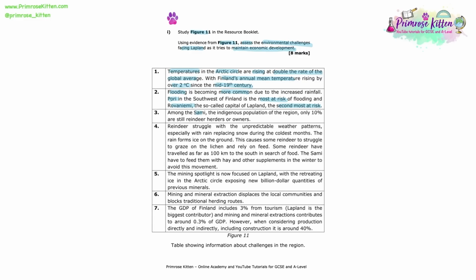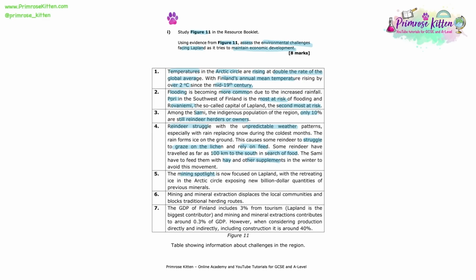Among the Sami, the indigenous population of the region, only 10% are still reindeer herders or owners. Reindeer struggle with the unpredictable weather patterns, especially with rain replacing snow during the coldest months. The rain forms ice on the ground. This causes some reindeer to struggle to graze on the lichen and rely on feed. Some reindeer have travelled as far as 100 kilometres to the south in search of food. The Sami have to feed them with hay and other supplements in the winter to avoid this movement.